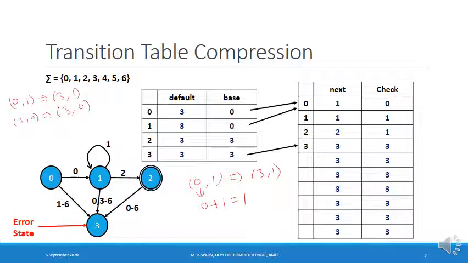So if I consider the number of input symbols, it is 7, and how many states are there? 4 states are there. So if I use the 2D transition table, how many entries will there be? There will be 28 entries. How many entries are here? Fewer than the 28 entries. So you can see that compression is achieved, and the purpose of the default has also been discussed in this example.